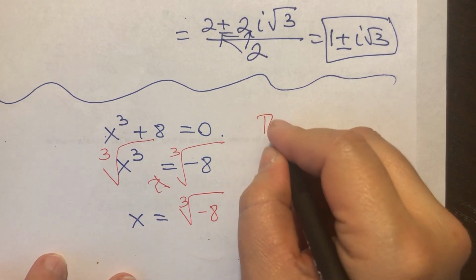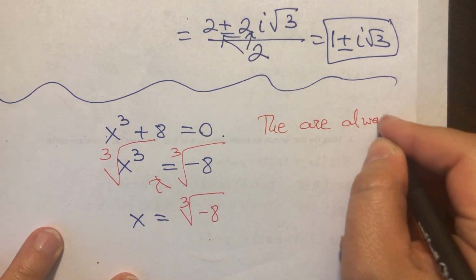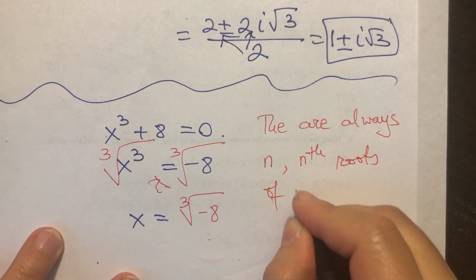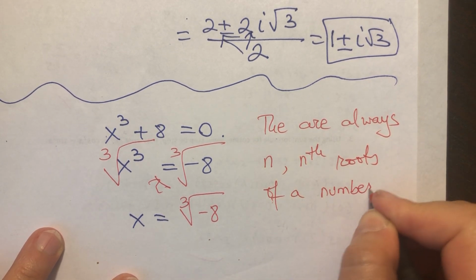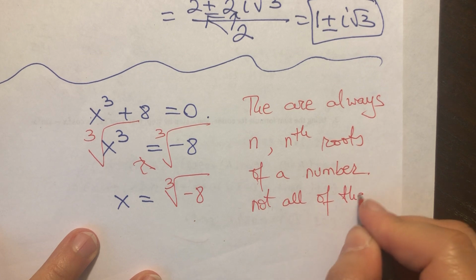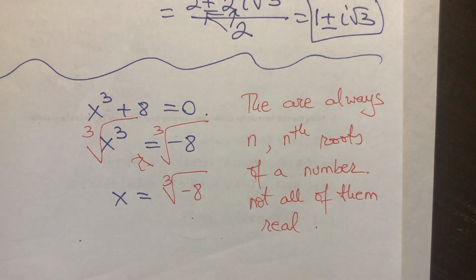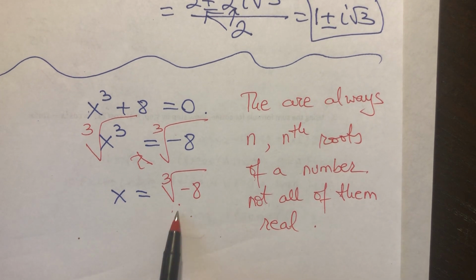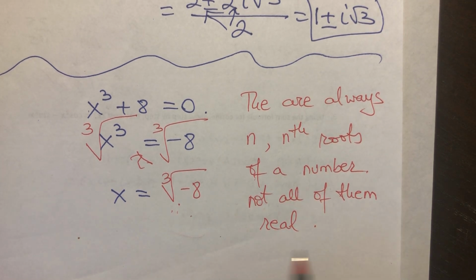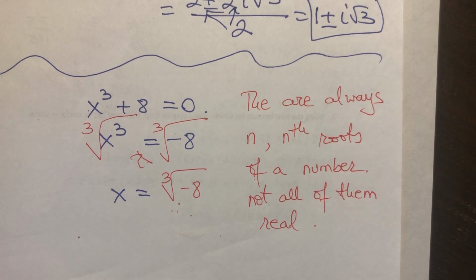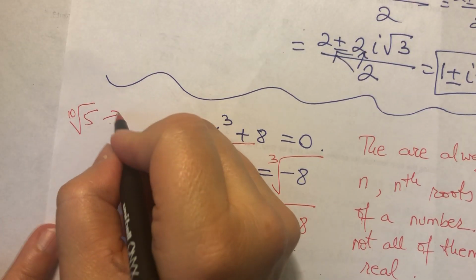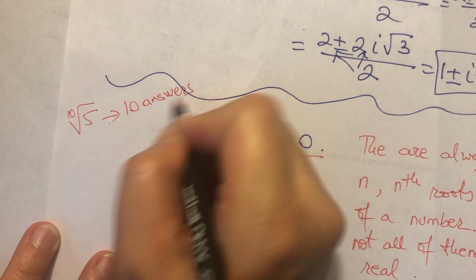It turns out there are always nth roots of a number, any number, real or imaginary, doesn't matter. Not all of them are real, so some might be complex numbers. So there's going to be 3 cube roots of -8. There's going to be 10 10th roots of 5. If I want to find the 10th root of 5, I'm going to get 10 answers. That's what I meant to say.